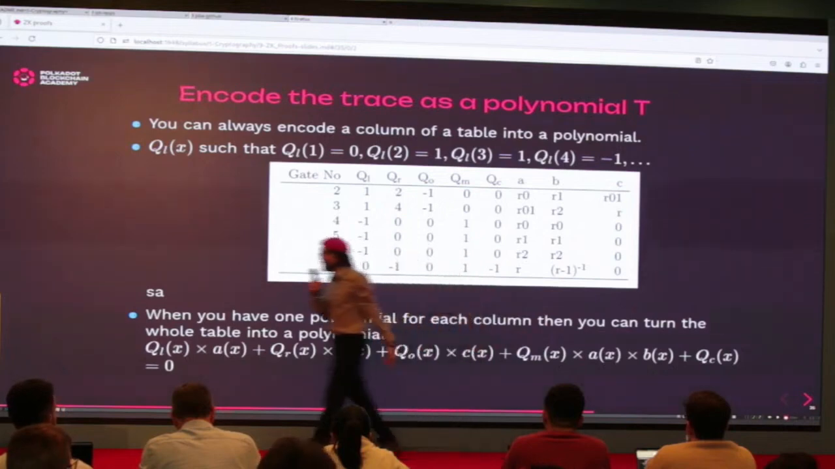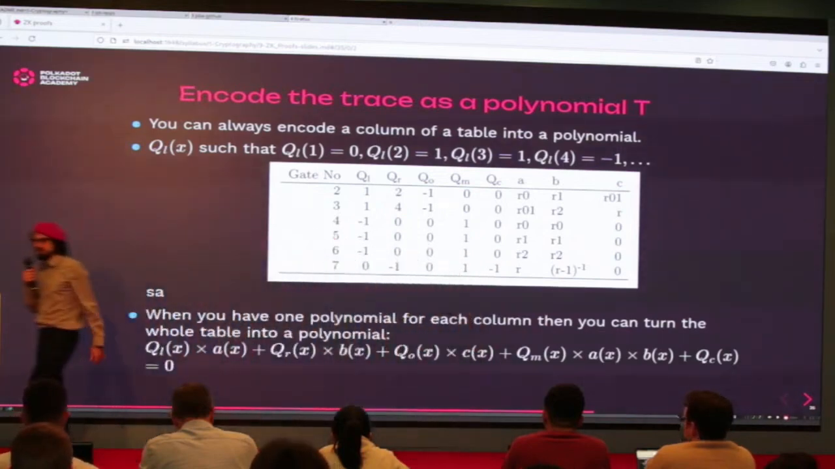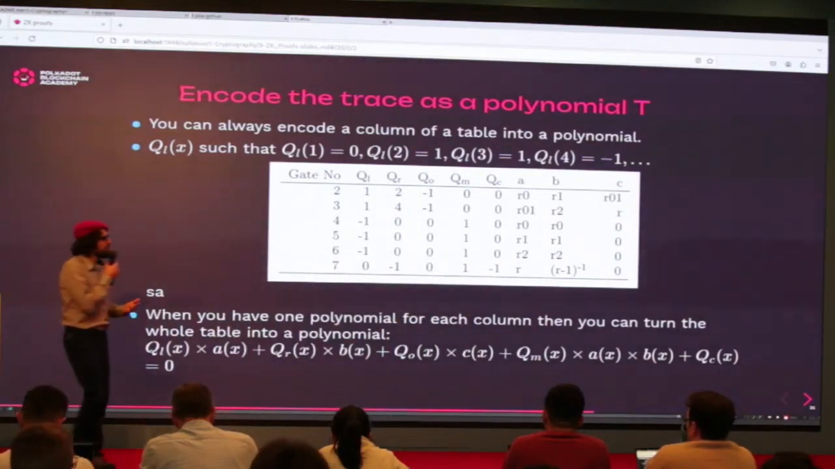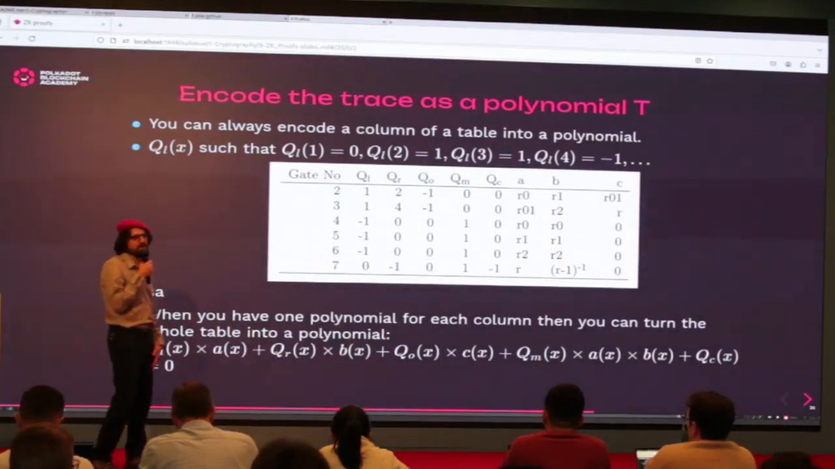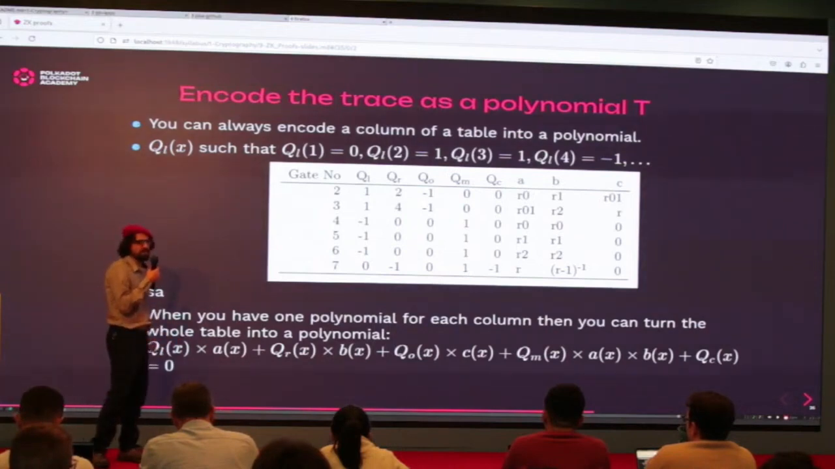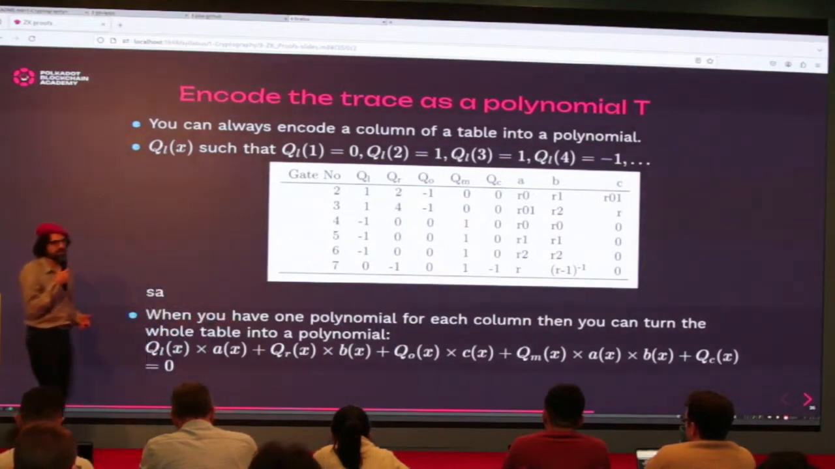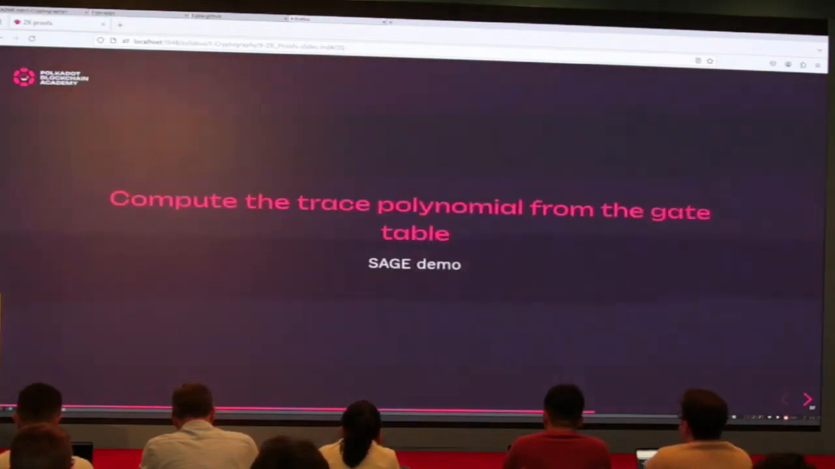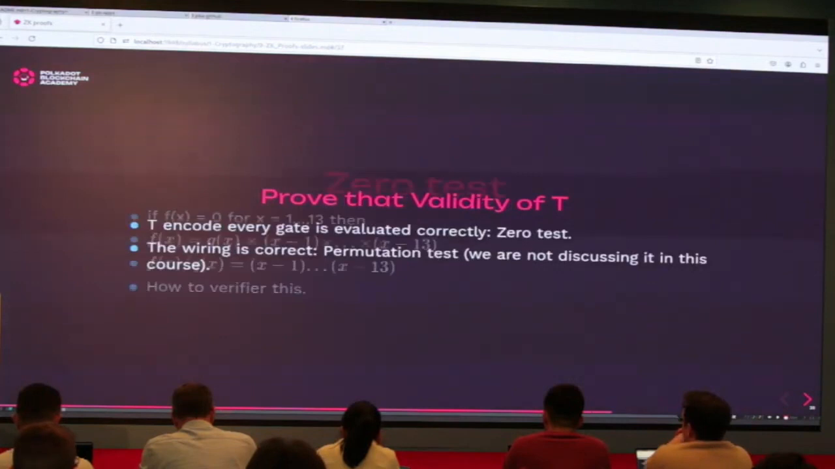So that will result in another polynomial called the permutation test, which gives you another polynomial, which needs to be 0. But that's much more complicated to explain. But essentially, it is another polynomial. This is a trace polynomial, should be 0 from 1 to 13. And the permutation polynomial also should be 0 from 1 to 13, but I'm not going into the detail of how to construct the wiring polynomial. And we just stay with the zero test here.